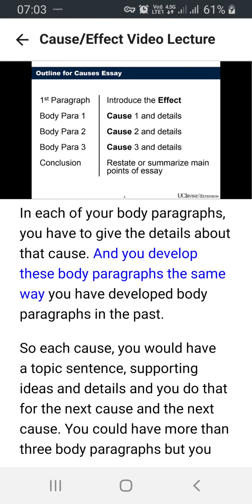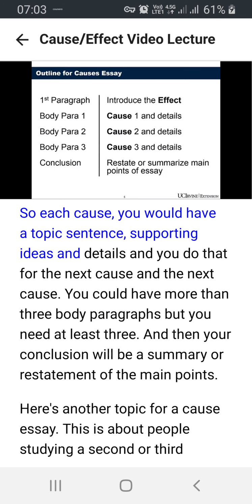And you develop these body paragraphs the same way you have developed body paragraphs in the past. So each cause, you would have a topic sentence, supporting ideas, and details. And you do that for the next cause and the next cause. You could have more than 3 body paragraphs, but you need at least 3. And then your conclusion will be a summary or restatement of the main points.